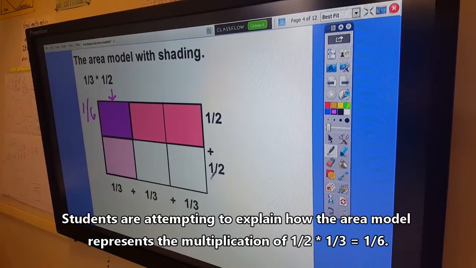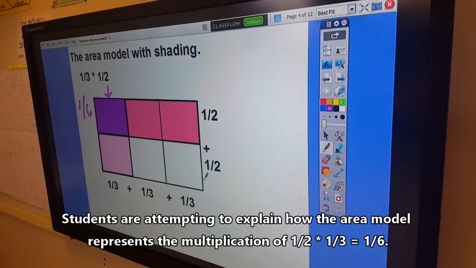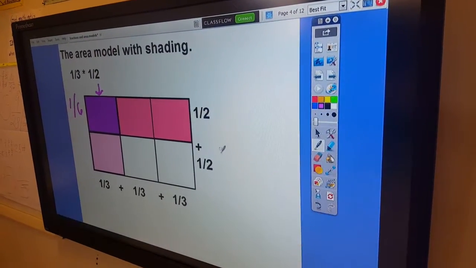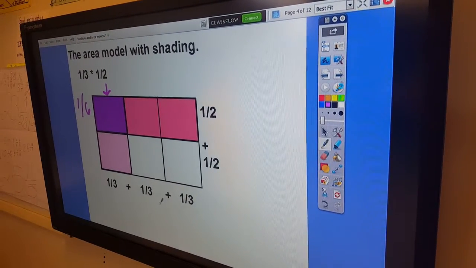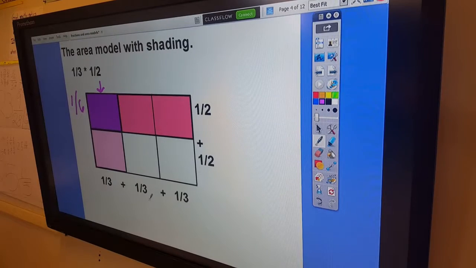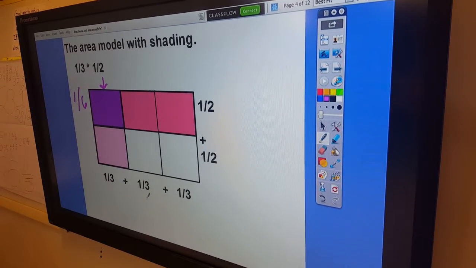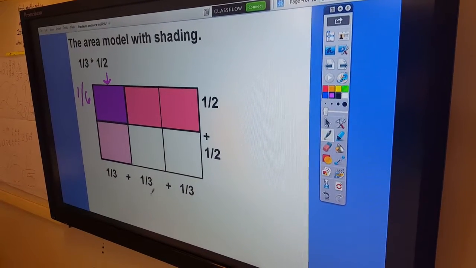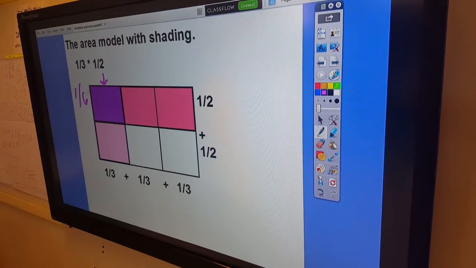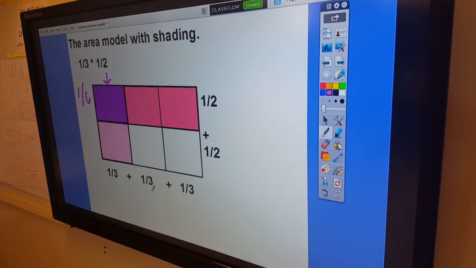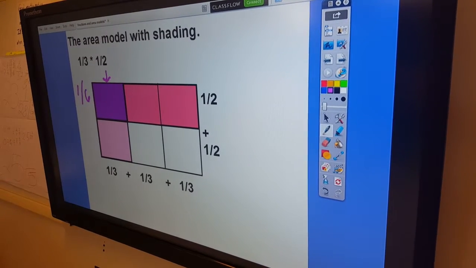Mm-hmm. And vertically, on the left side, you do 1/2 and 1/2. Mm-hmm. Since there's only one square, I can assume or infer that it's going to be 1/2 times 1/3. Okay. And then this area would represent what? The product, which would be 1/6.